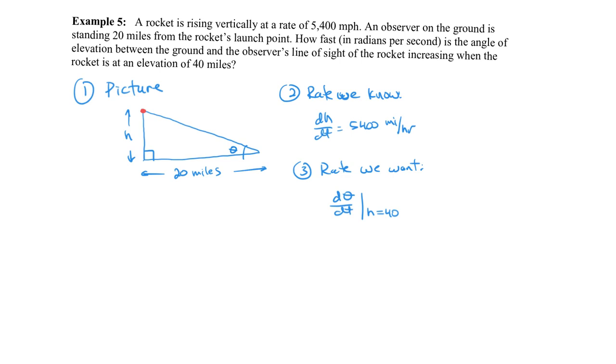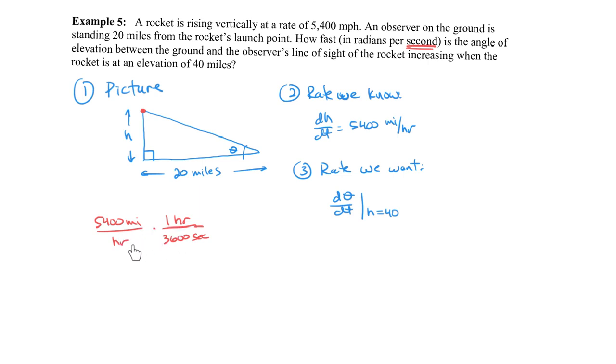So we've got 5,400 miles per hour. And let's change that to miles per second, right? Because we got radians per second. So we're going to need to change this to seconds. So we can do a conversion here, right? So we know that 1 hour is 3,600 seconds, right? Because there's 60 seconds in a minute, 60 minutes in an hour. So 60 times 60 is 3,600.